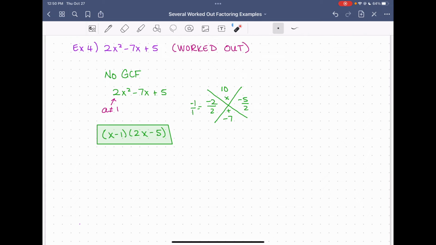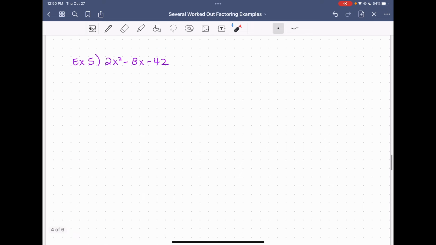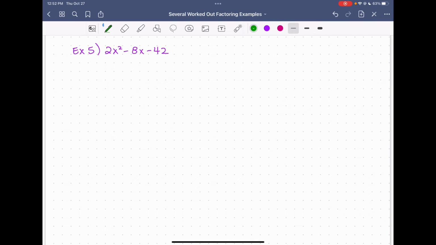Okay, let's take a look at just a few more. Okay, let's try this problem. Now, if we take a look at this one, look, we have a greatest common factor. There is a greatest common factor of 2. So we need to factor that out. We factor out the 2, divide out the 2, we get x squared minus 4x minus 21.